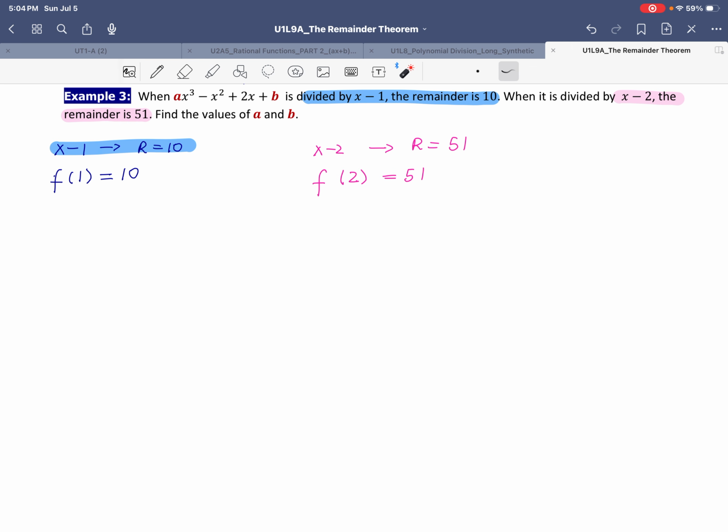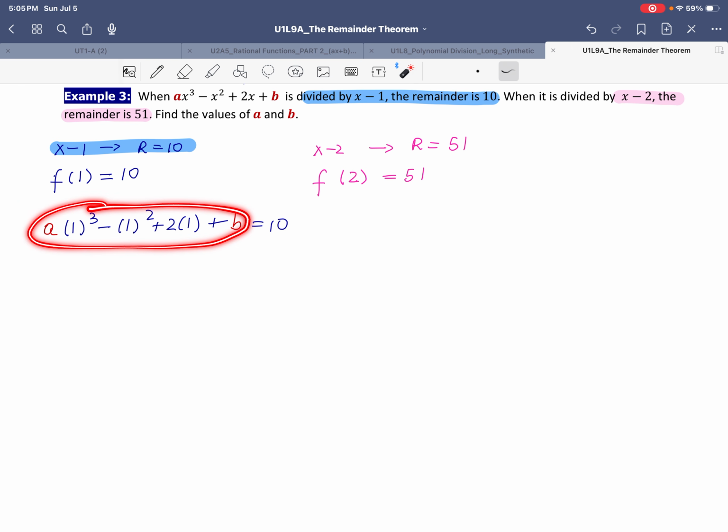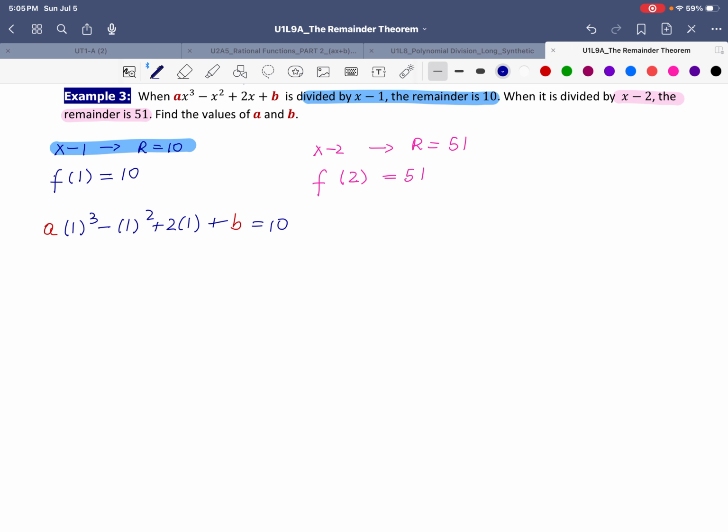So let's create the equations based on these two statements. So we have a x cubed. So we'll start with a. Wherever you see x, you replace it by number 1. Minus 1 to the power 2 plus 2 times 1, and then plus b that we don't know. That must be equal to 10. So this would be the remainder of this polynomial at 1, and that is 10. We'll simplify. A minus 1 plus 2 is 1, and plus b equals 10. And then we have a plus b equals 9.